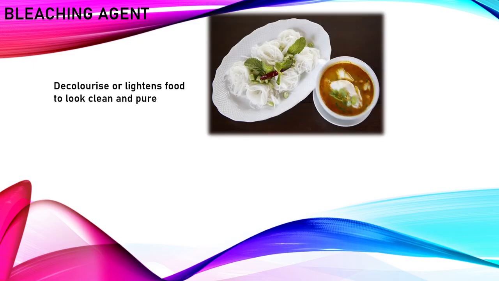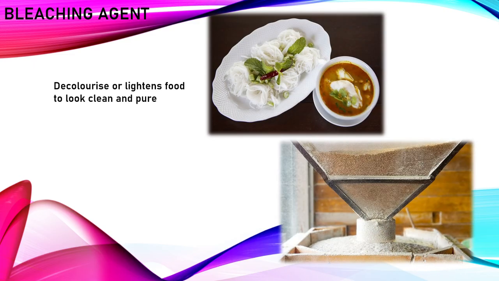Bleaching agents decolorize or lighten food like vermicelli and wheat flour. This is to make sure the food looks cleaner and purer. Chlorine and benzoyl peroxide are examples of bleaching agents.